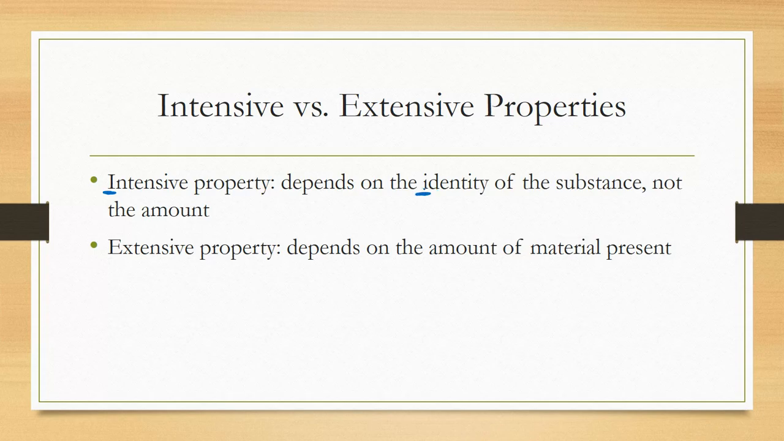So I have an easy way to remember this. Intensive starts with I, identity starts with I. So it does not matter how much of the material you have. This is a property that stays the same with the material, whether you have a gram of it or you have a kilogram of it, for example. An extensive property is a property of a material that changes based on how much of it you have.